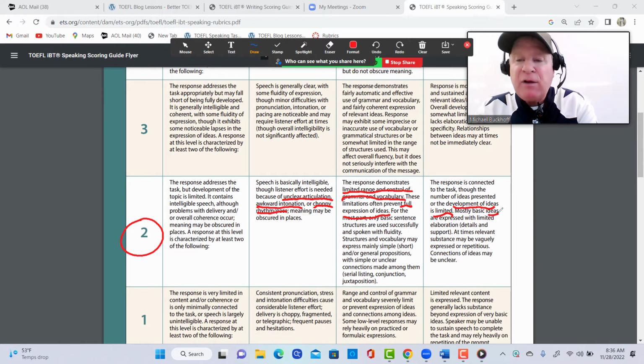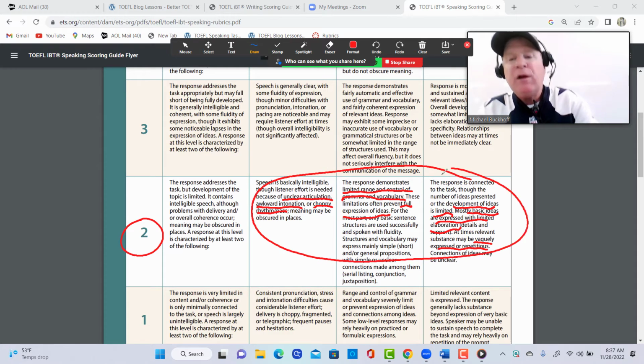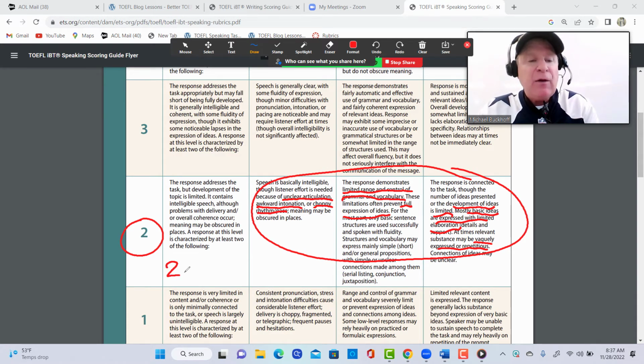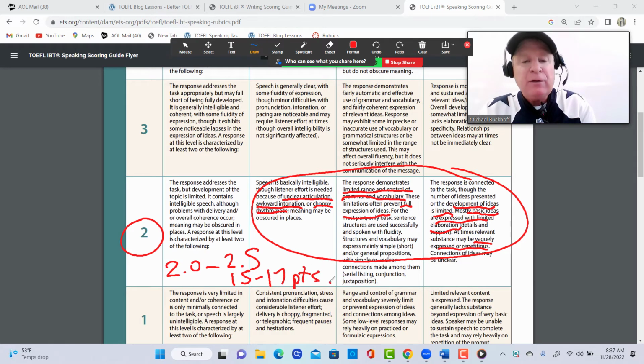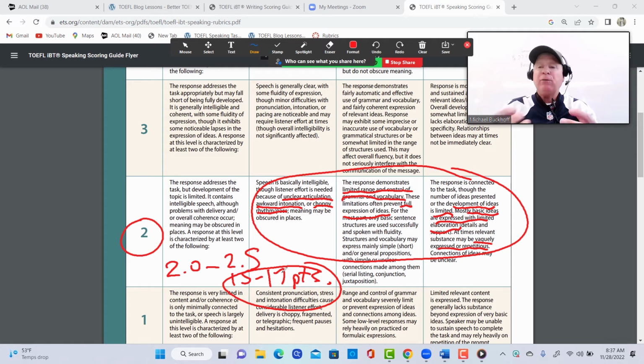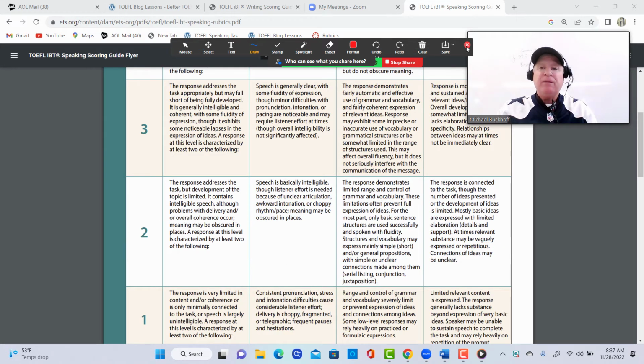You have mostly basic ideas expressed with limited elaboration. There's really no elaboration that you provide. So it's maybe vaguely expressed or repetitious. So I think because of these problems, your writing here is maybe, I'm going to say, between 2.0 and 2.5, so maybe between 15 and 17 points out of 30. That's what I'm seeing with the speaking practice test that I just listened to.